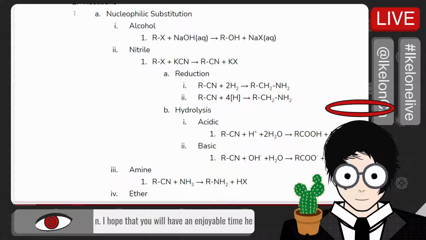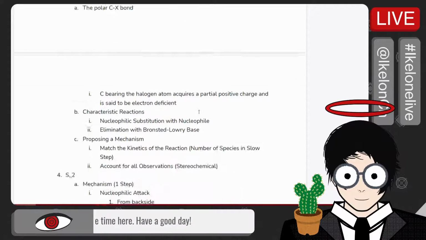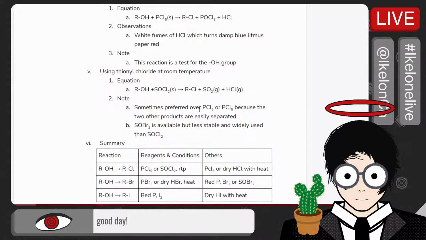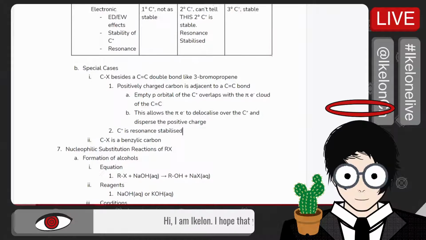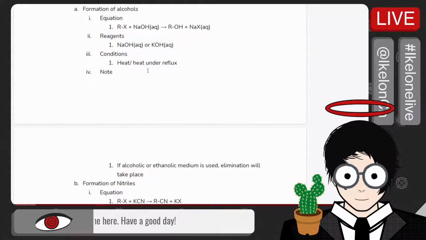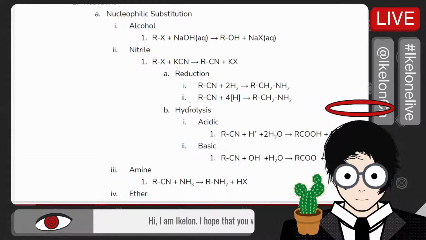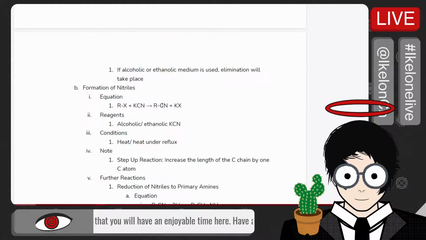So let me show you the more detailed notes. Go up. Oh wait, this is formation. Formations of alcohols. Reagent is NaOH aqueous or KOH aqueous. Condition is heat or heat under reflux. And note that if ethanolic or alcoholic medium is used, elimination will take place. I forgot to talk about elimination. Yeah, elimination is just this thing. I guess I'll go through it later.